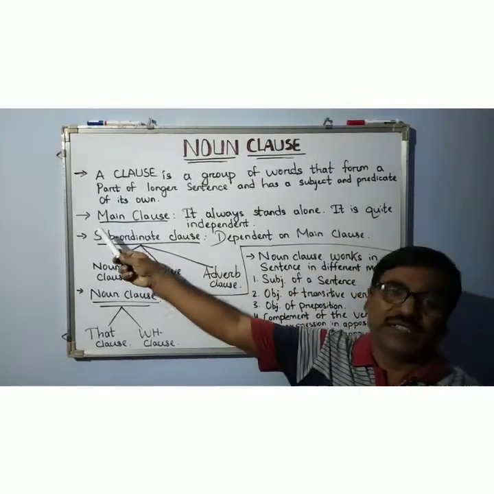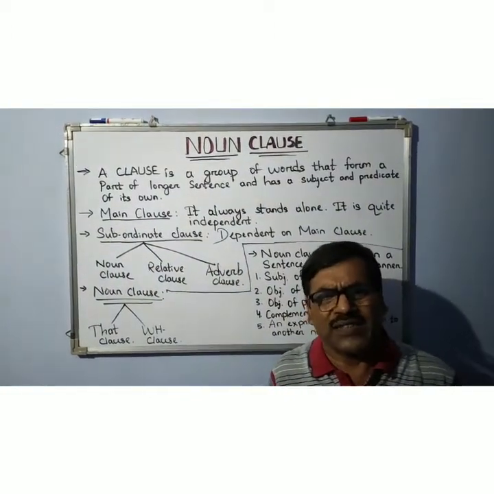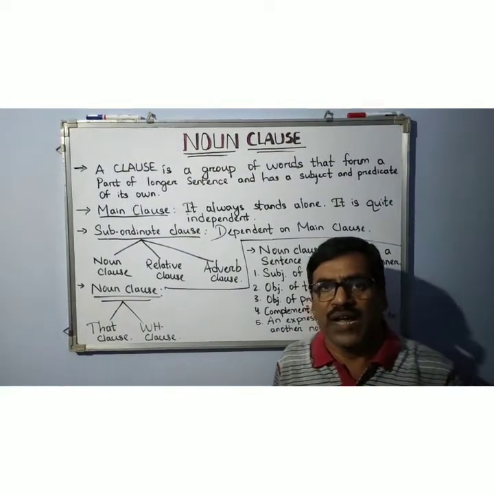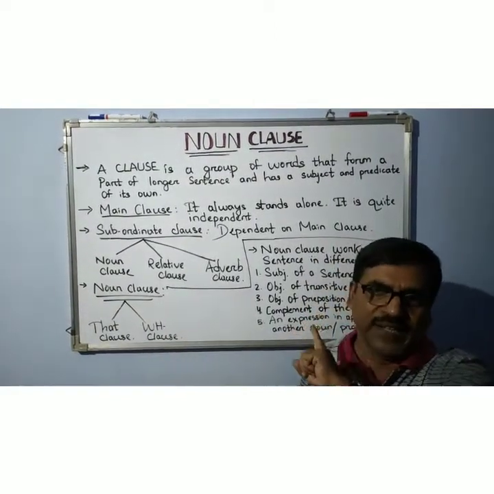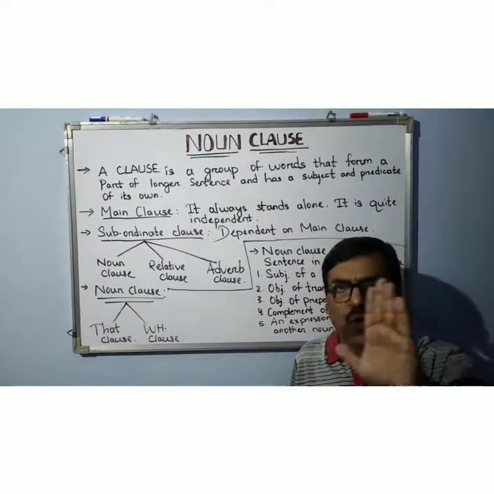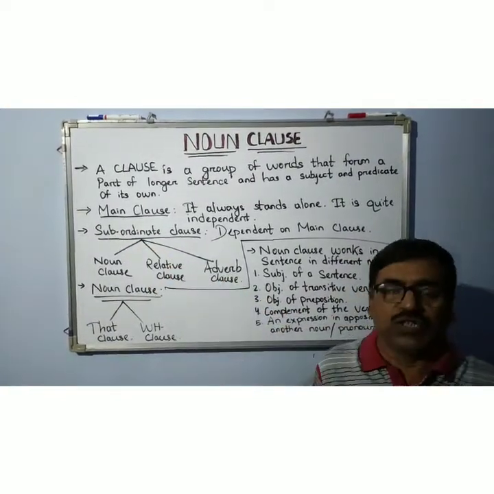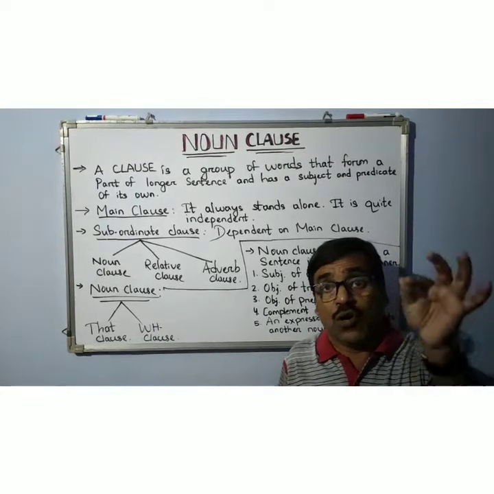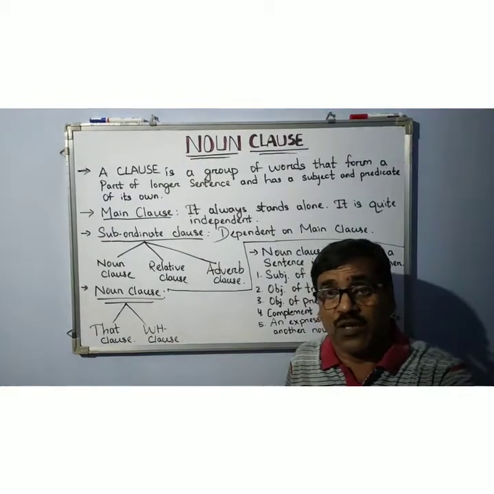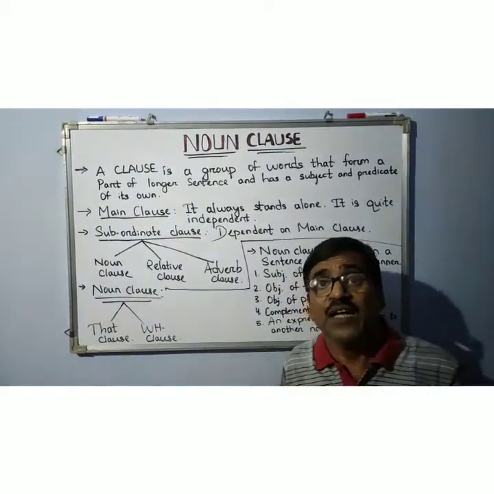Then we will discuss the main clause. The main clause is the principal clause which always stands alone and is quite independent. It has a complete meaning. Then what is a subordinate clause? A subordinate clause is the dependent clause which always depends on the main clause.